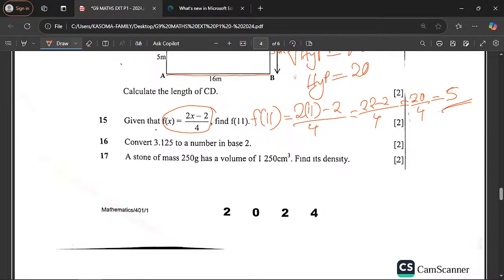Okay, so when x is equal to 11, the value will be 5. Unless you have got questions. If you don't have questions, then we can go ahead and do question 16. Sorry, that was question 15. We go to question 16.